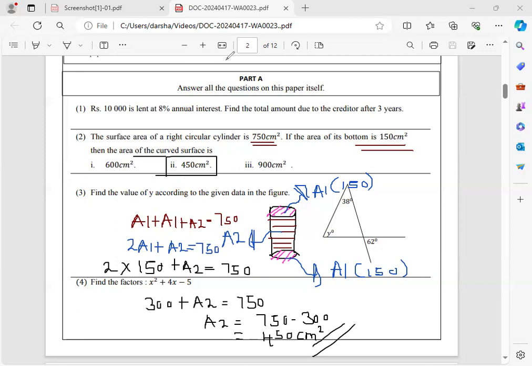Take that down. If anyone has any doubts related to question number 2, you can ask now.